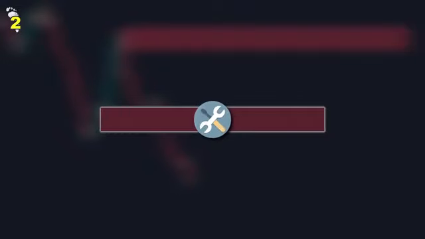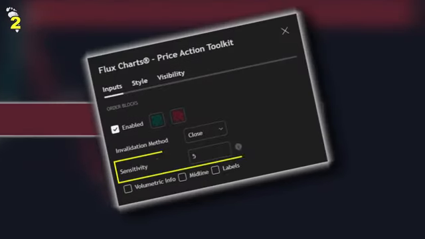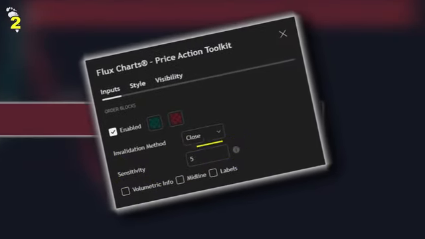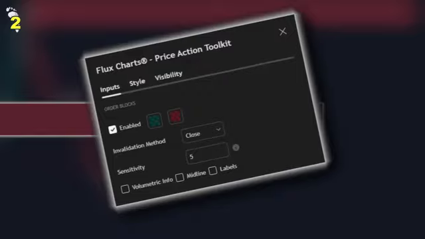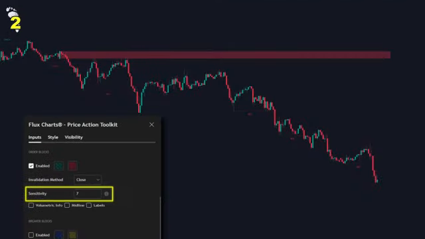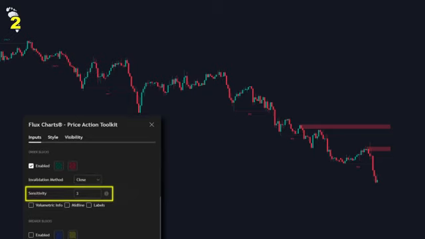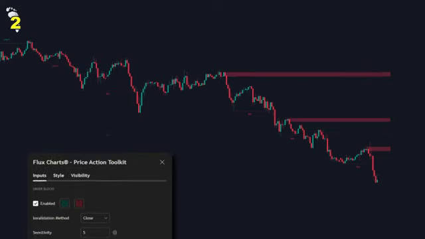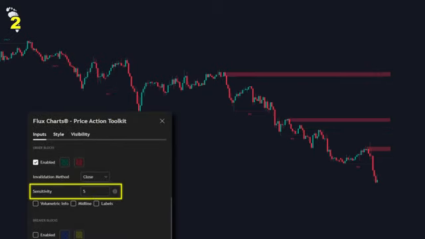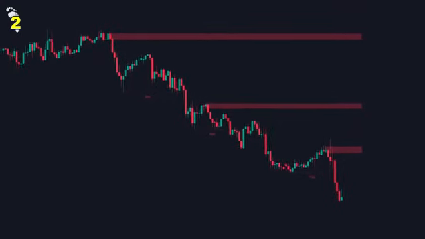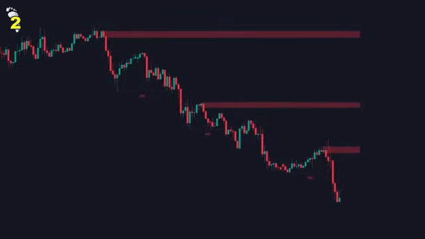When configuring the order blocks in the toolkit, you can adjust the sensitivity setting to control the minimum price displacement needed for detection. Higher sensitivity values will show only order blocks from larger market shifts, while lower values detect more frequent, smaller zones. For our liquidity strategy, a medium sensitivity setting typically works best, as it captures significant institutional zones without cluttering the chart with minor areas.